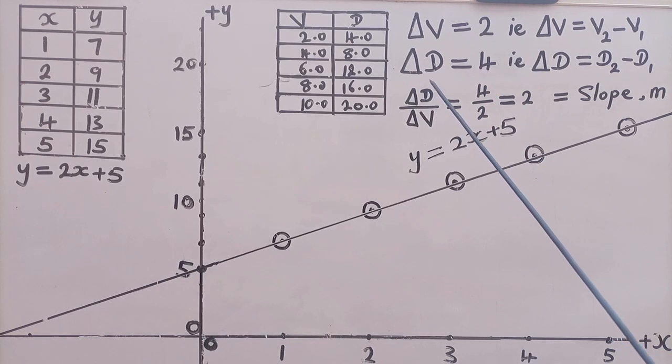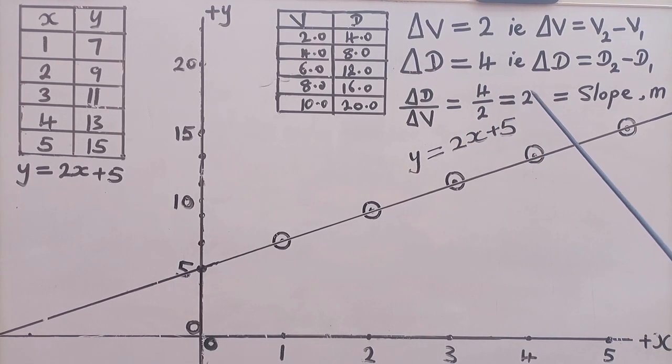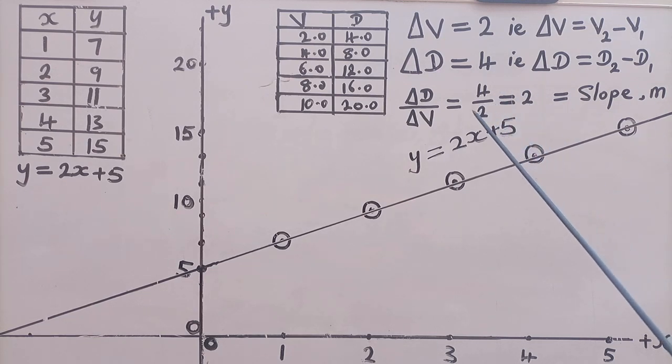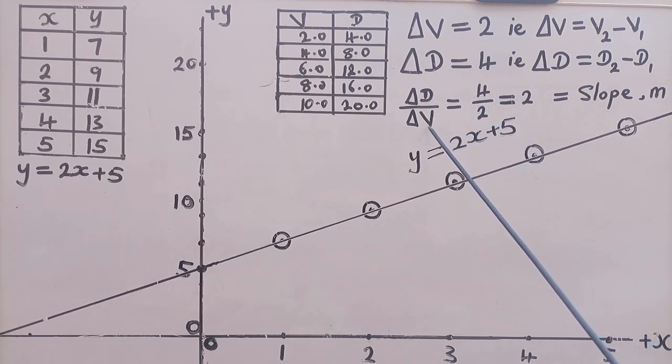Now, if we got 2 as the answer, and now we know the meaning, that is, by how many times the dependent variable will change if there is any change in the value of the independent variable. That is the meaning of slope. And that's why we say that change in D over change in V is equal to 2. And this is equal to slope. And slope has a symbol that is M.